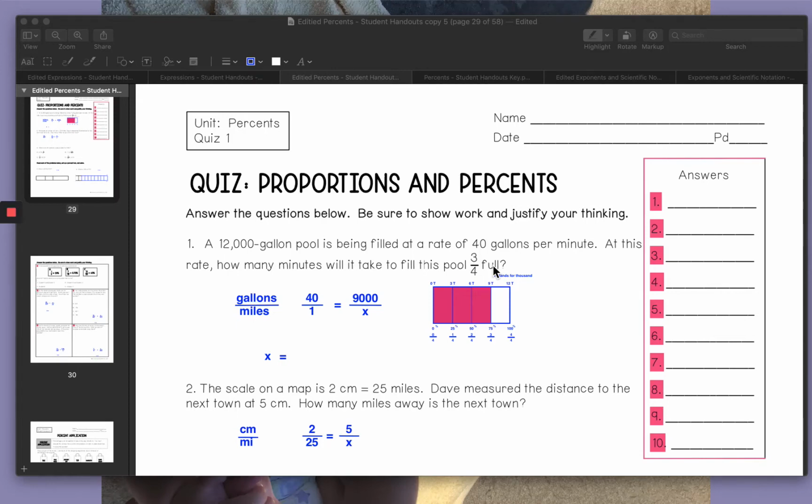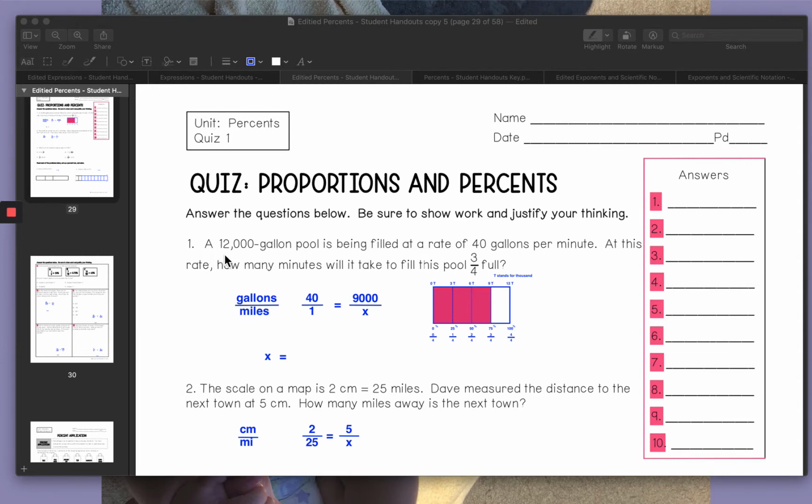Hello everybody. Today you have a quiz on proportions and percents. So we're going to answer the questions below and be sure to show your work and justify your thinking. You're going to write all of your answers here from 1 to 10. They are highlighted in pink. Okay? So even for the first and second page, make sure your answers go here. It's going to be easier for me to grade.